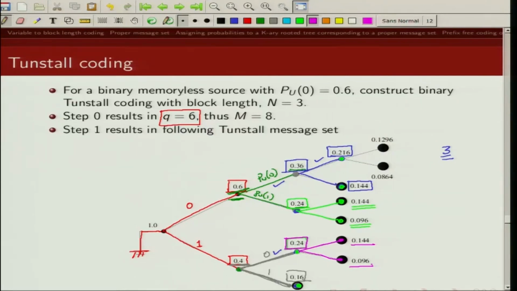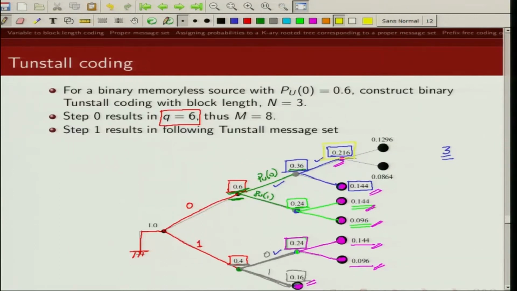So at this point, the leaves that I have are this, this, this, this, this, this and this. And look at their probabilities. This is 0.16, 0.096, 0.144, 0.096, 0.144, 0.144, and this is 0.216. So at this point, the most likely leaf is this one.